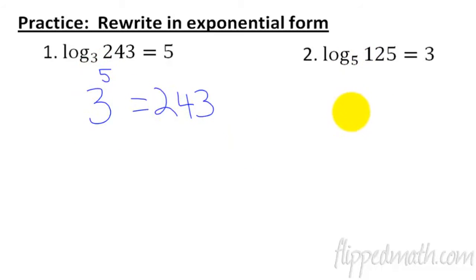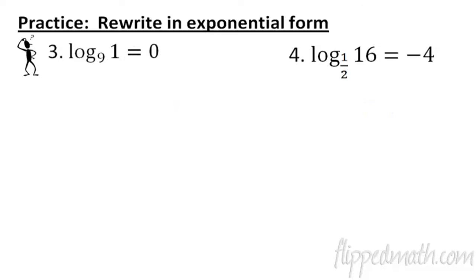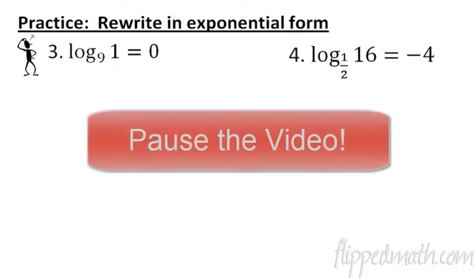Okay, number 2. The base is a 5. We're going to raise it to the other side, which is a 3, and then 5 cubed will equal 125. That is logarithmic form. See, so easy. Okay, now you can do this on your own. Pause the video now. Do numbers 3 and 4.